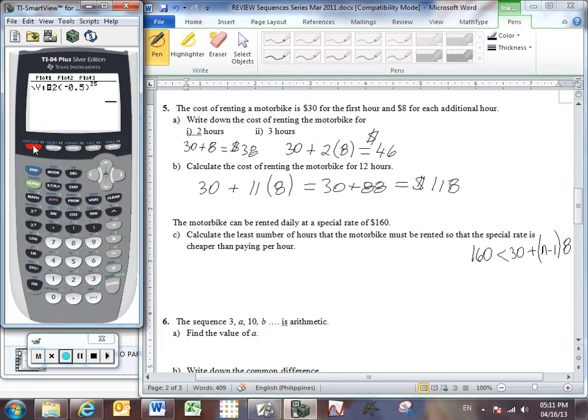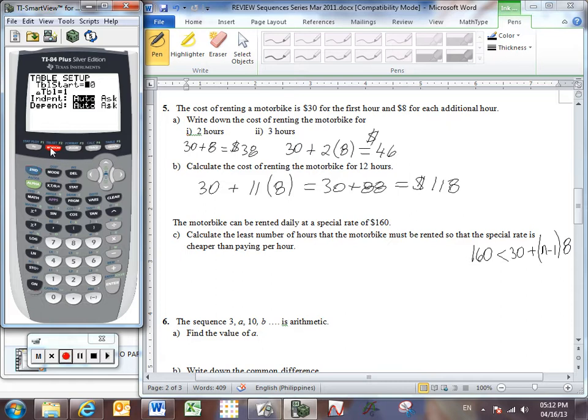We can type in y equals 160 as the left-hand side of the equation. And in the second equation, we can type in 30 plus x minus 1 times 8. And do I expect n to be an integer? I think so, because it says $8 for each additional hour. It doesn't say that you can pay less for a part of an hour. So I think that we should look at the table.